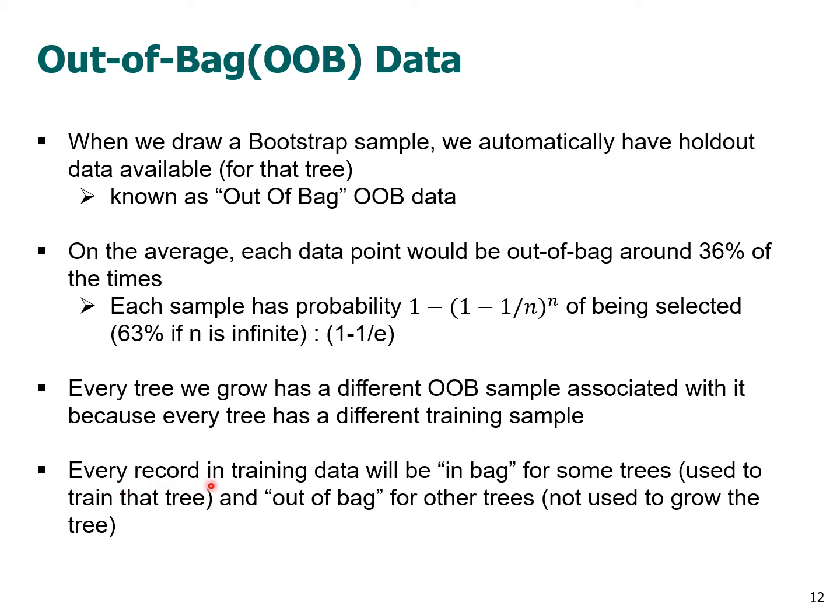And also, every record in the original training data will be in bag for some trees. In bag means this particular data is used to construct the decision tree, and this data will be out of bag for some other decision trees. Out of bag means this particular data is not used to construct the decision tree. So every record in the training data is either in bag for some decision trees or out of bag for others. That's the definition of out of bag data.